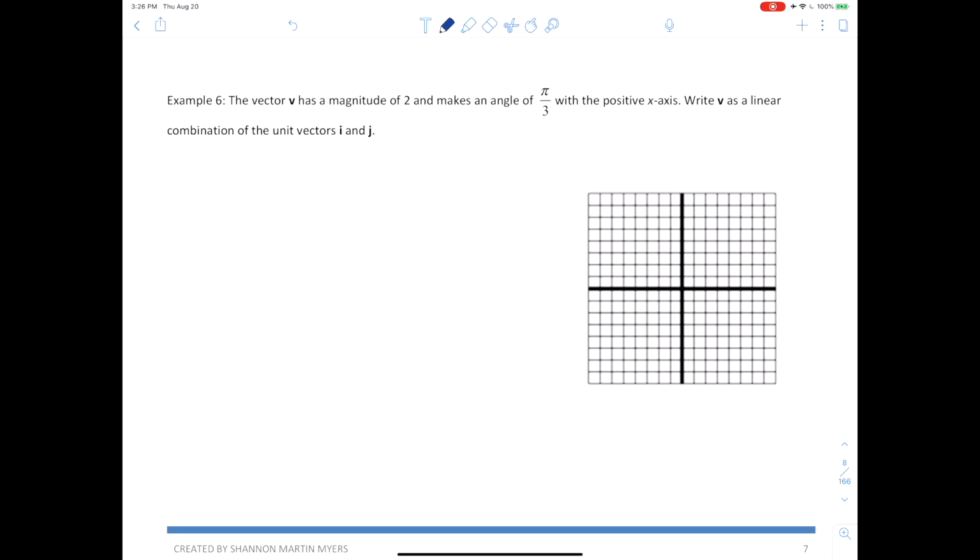This is our last example for this lecture. So the vector v has a magnitude of 2 and makes an angle of pi over 3 with the positive x-axis. Write v as a linear combo of the unit vectors i and j. Okay, well, let's check it out. And again, if you want to try this on your own, feel free. Pause the movie. You can do it. You're awesome. Okay, let's see how you did.